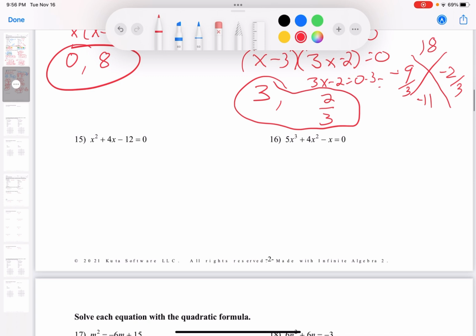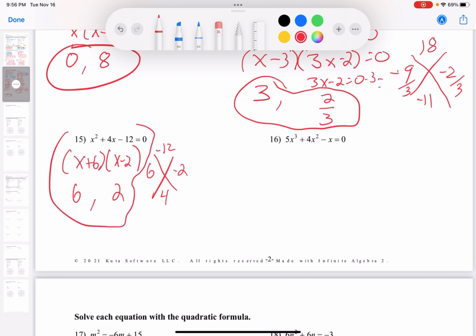Number 15, take out a GCF. There isn't one. It's a trinomial. Negative 12 on the top and 4 on the bottom. So we've got 6 and negative 2. Our leading coefficient was 1. So that's x plus 6 and x minus 2. So 6 and 2. And again, you have to have all of this. I mean, all of these things are your solution. You have to have it factored, and then you have to find the zeros.